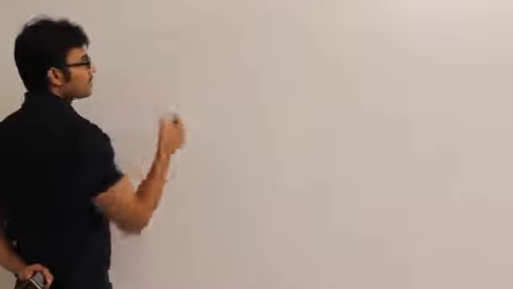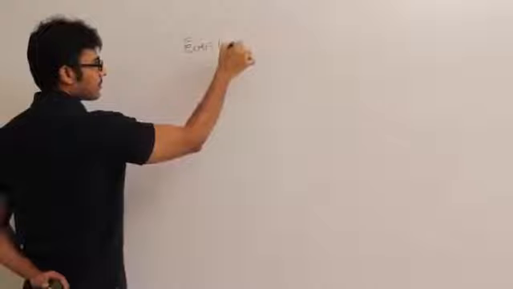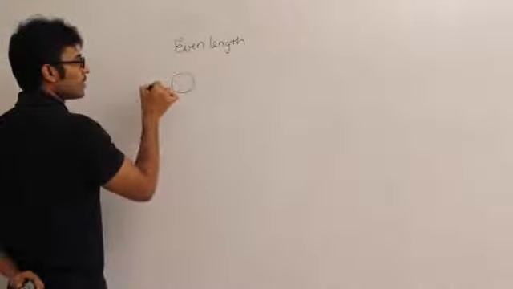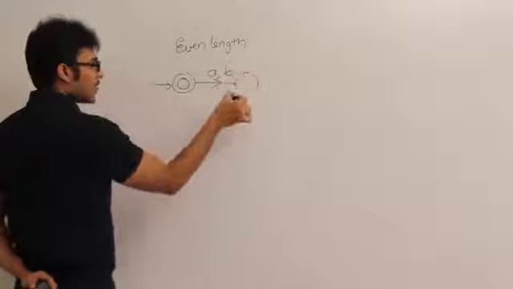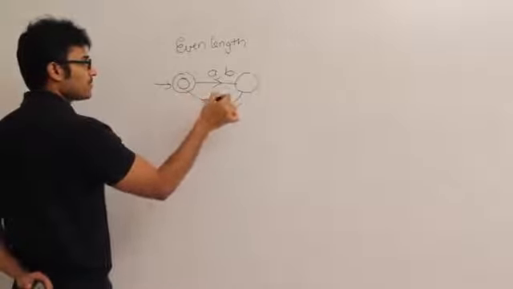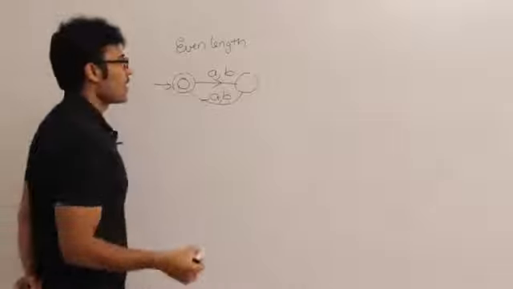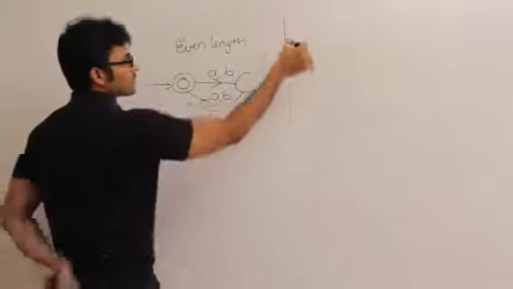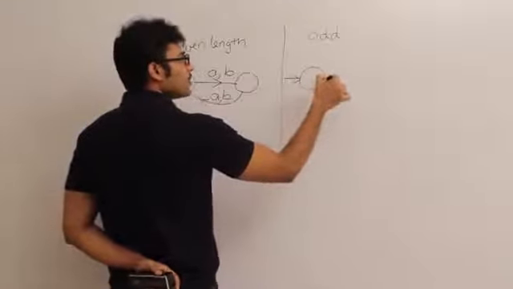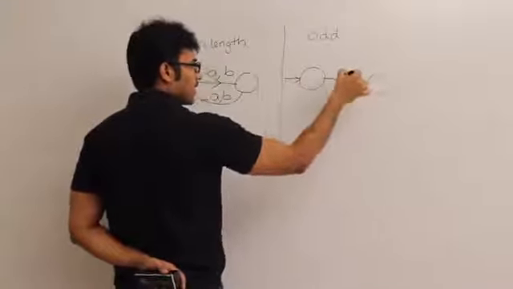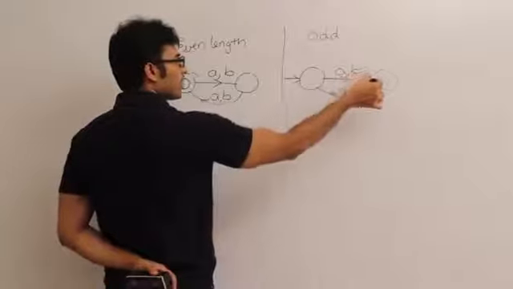Let us say I want to accept the set of all strings of even length over a, b. Zero length I have to accept, 1 length I should not accept, 2 length I should accept, 0, 1, 2, 3, 4, 5, 6, 7, right? And if I have to accept odd length strings, then it is going to be 0 length I should not accept, 1 length I will accept, 2 length I will not accept.